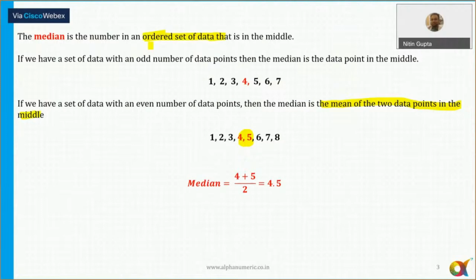Is that clear? So always arrange all the numbers in ascending order, and then the middle term will be the median. Should I move to the next slide if this is clear to you?